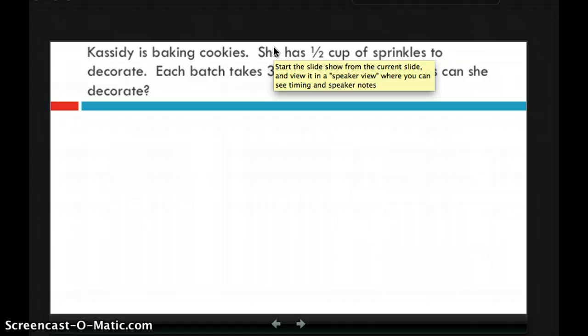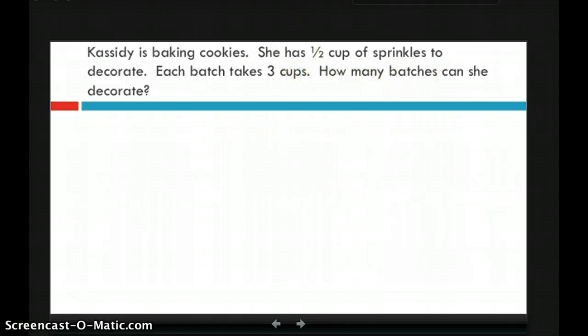Our first question is, Cassidy is baking cookies. She has half a cup of sprinkles to decorate. Each batch takes 3 cups. How many batches can she decorate?